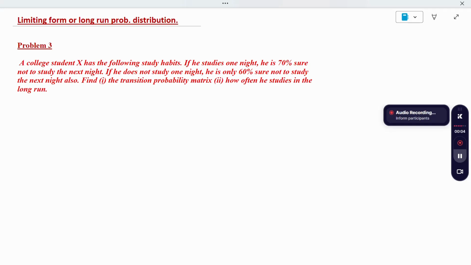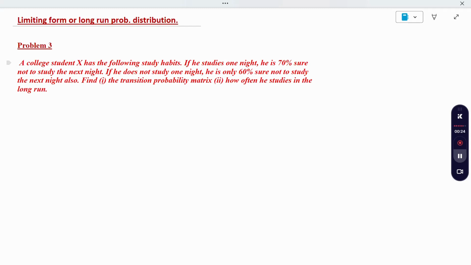Hi all, today's topic is limiting form or long run. For problem 3, a college student X has the following study habits. If he studies one night, he is 70% sure not to study the next night. Next day he studies means next day he will not study.